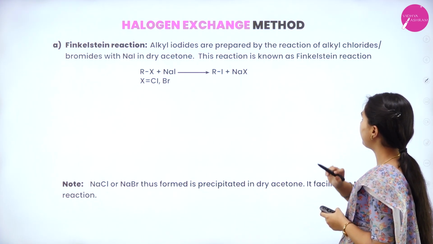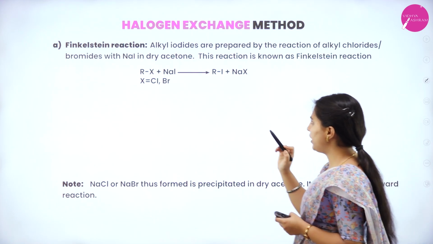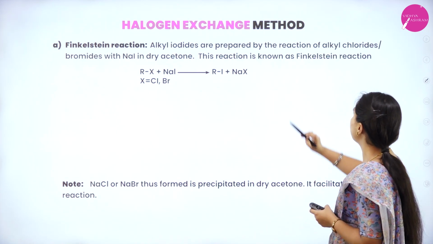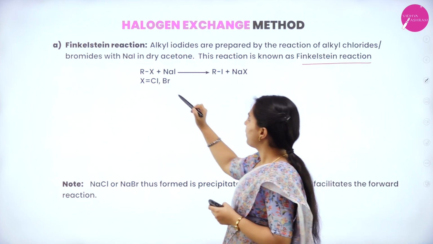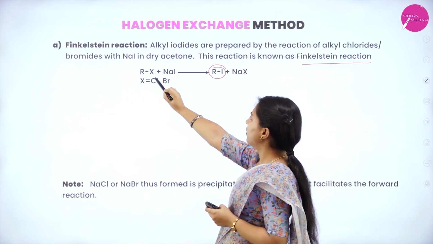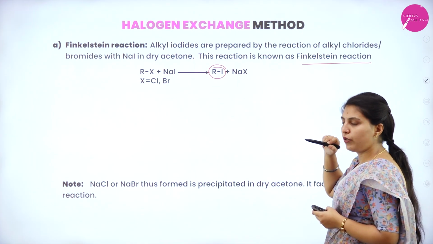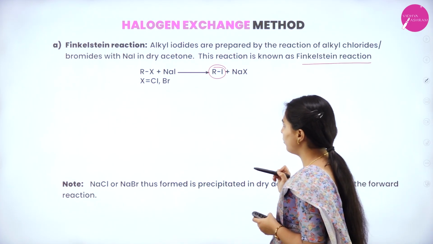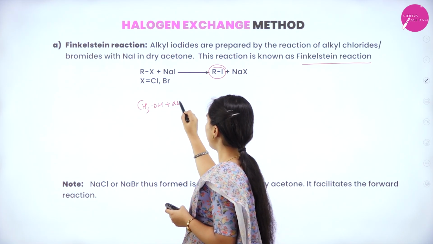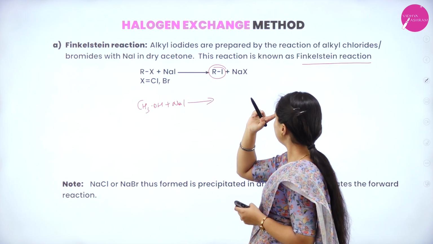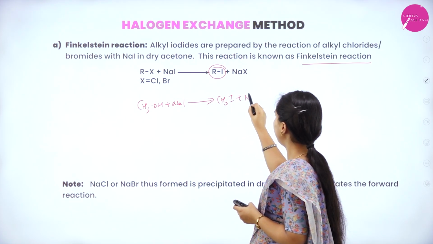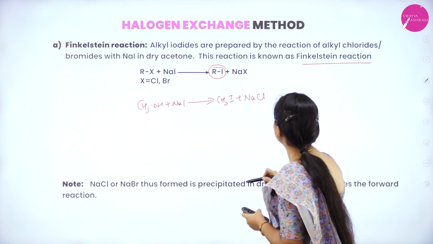Okay. Next one, halogen exchange method, that is the Finkelstein reaction. Alkyl halides are prepared by the reaction of alkyl chlorides or bromides with NaI, that is sodium iodide, in dry acetone. This reaction is known as the Finkelstein reaction. See here, alkyl iodides will be formed. CH3Cl plus sodium iodide in the presence of dry acetone will form CH3I plus NaCl.